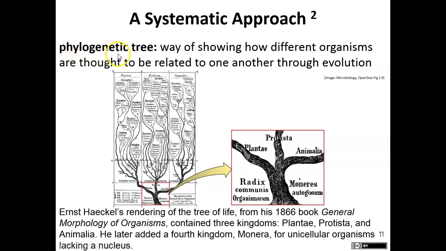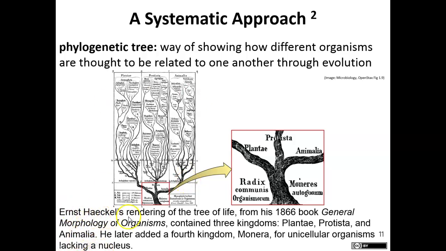A phylogenetic tree is a way of showing how organisms are related to one another through evolution, and so this is a beautiful phylogenetic tree that's probably not very accurate today, but at this time it was relatively accurate. I'll just let you know that phylogeny is constantly changing. So taxonomy is always getting changed and moving around. Different organisms are put in different groups all the time.